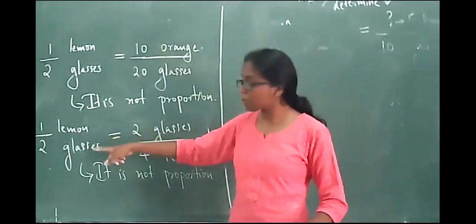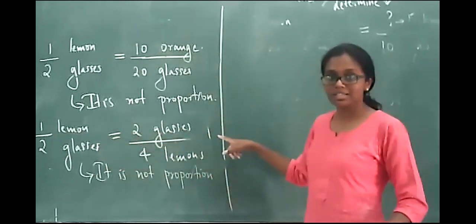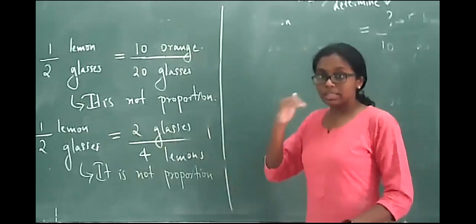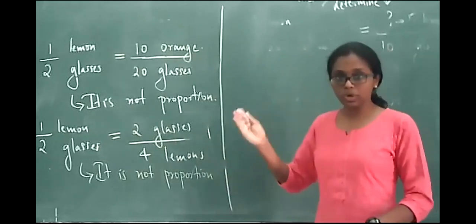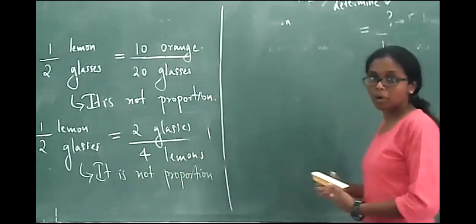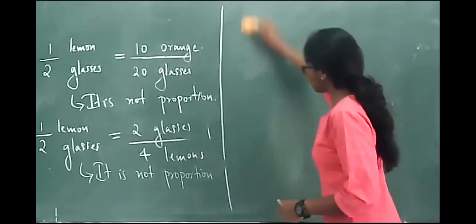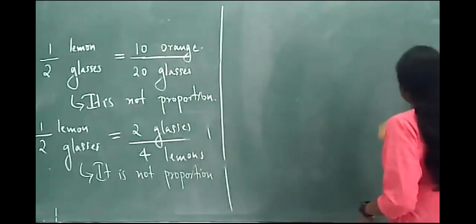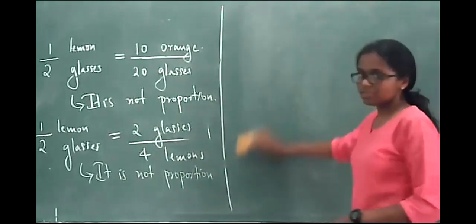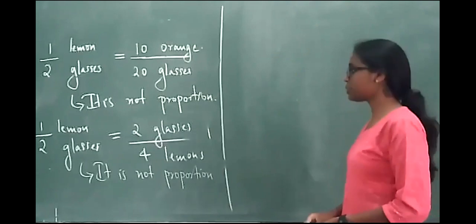You had lemon in the top and glass in the bottom, actually you had glass in the top and lemon in the bottom. So whatever is there in the top, that should be in the top. Whatever is there in the bottom, that should be in the bottom. Okay? Basically, 1:2 is proportional to 2:4.